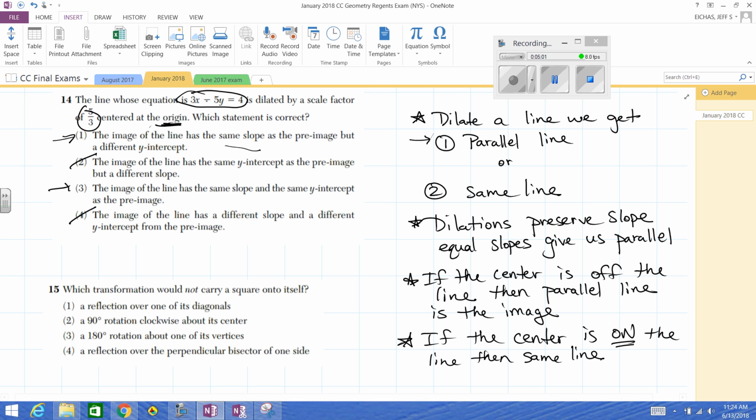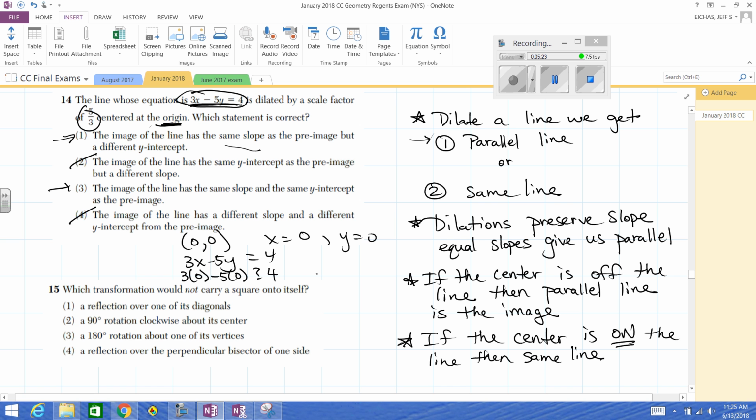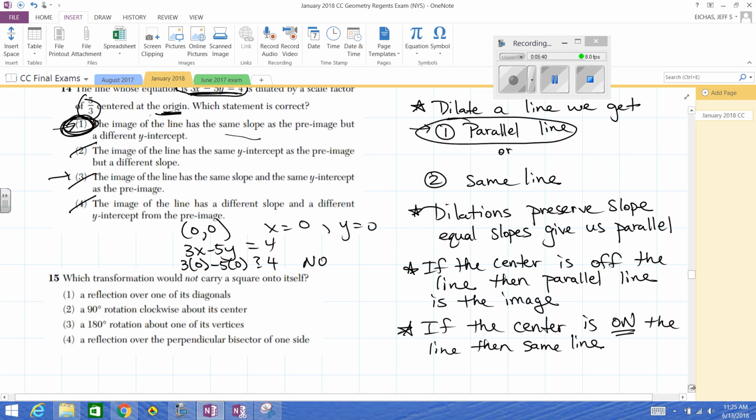Now, which one is it? Is the origin on this line? You could graph it and find out, but I won't. I'm just going to plug it in. 0, 0 is the origin. That means plug in x is 0, y is 0, and see if the equation works. So 3x minus 5y. Does 3 times 0 minus 5 times 0 equal 4? The answer is no. What's that mean? The center is not on the line, so we get a parallel line. Different y-intercept is how you get a parallel line. I'm going to go for 1. Not the same y-intercept.